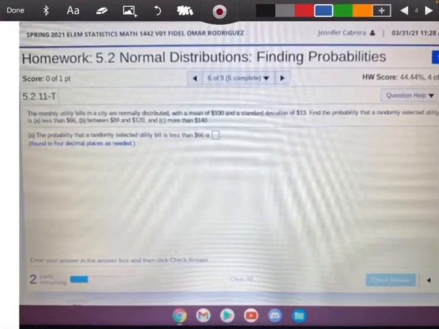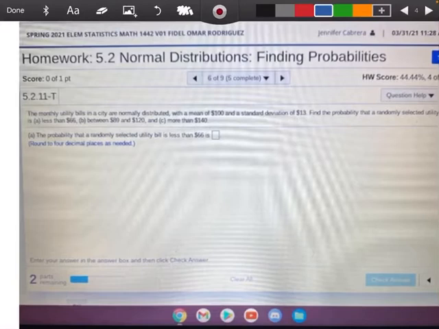All right, so guys, this is number 6 out of 5.2, and it says the monthly utility bills in a city are normally distributed with a mean of $100 and a standard deviation of 13. Find the probability that a randomly selected utility bill is A, less than 66, B, between 89 and 120, and C, more than 140. Okay, so let's do part A.